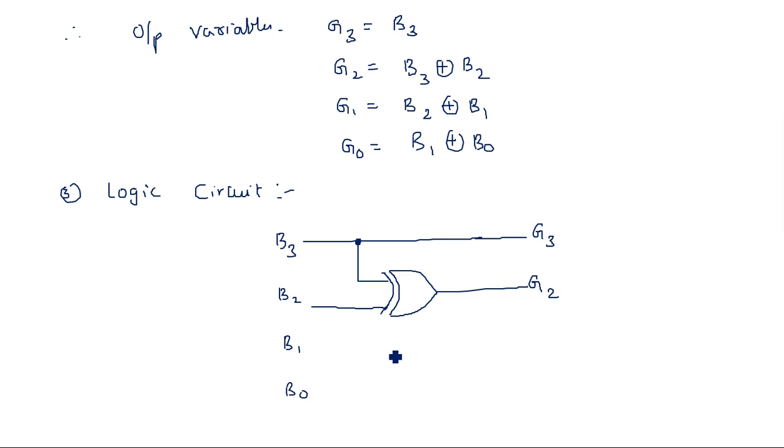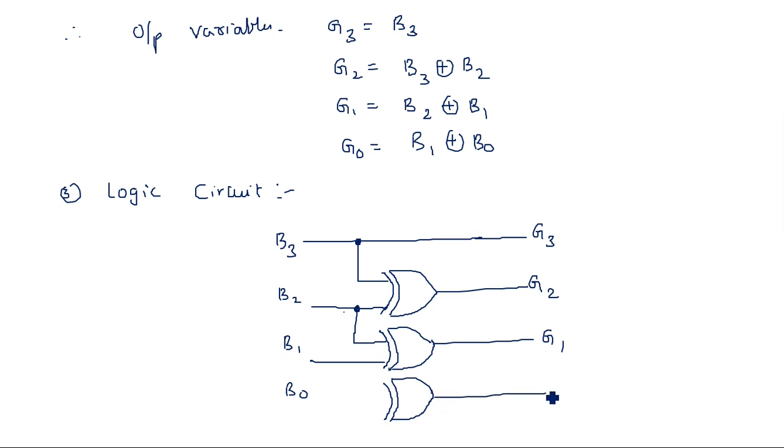Next, G1 is obtained by taking XOR operation between B2 and B1. And next, XOR between B1 and B0. Okay, this is the logic circuit for the 4-bit binary to gray code converter.